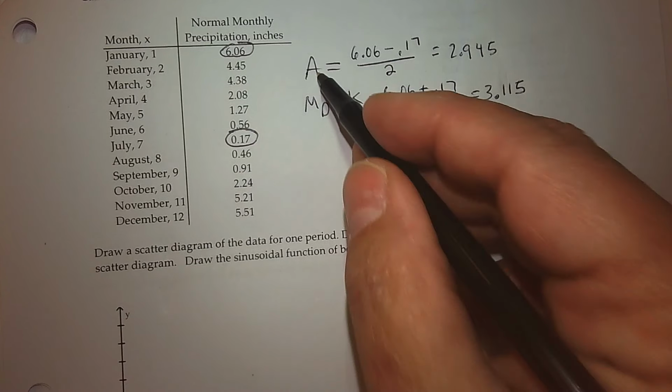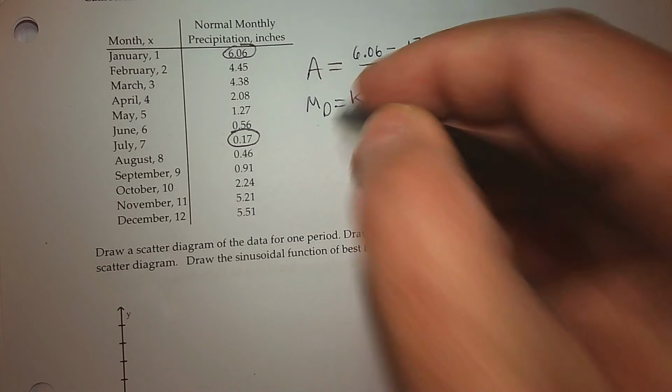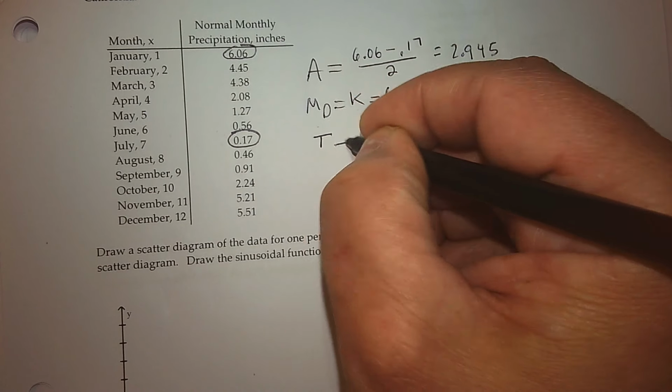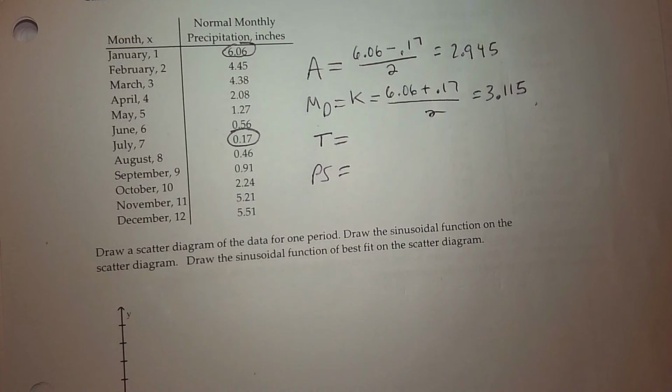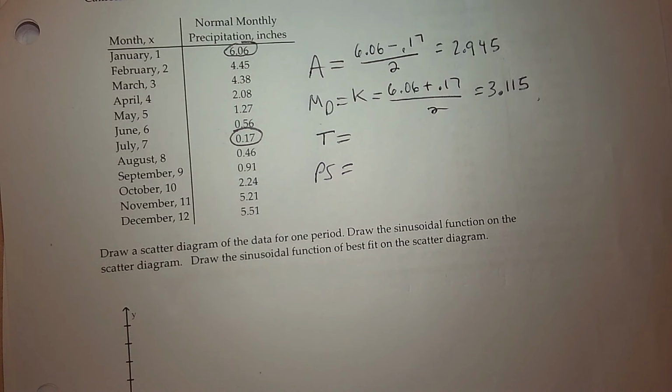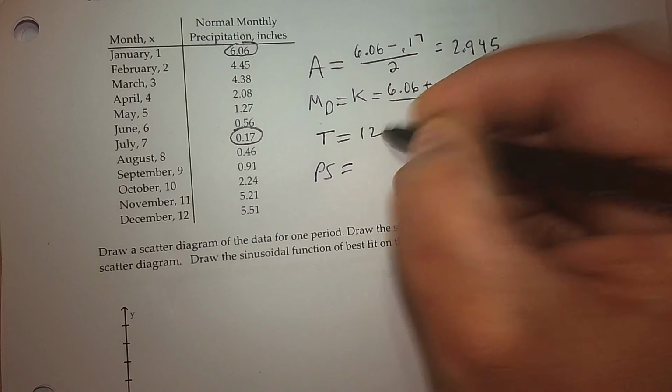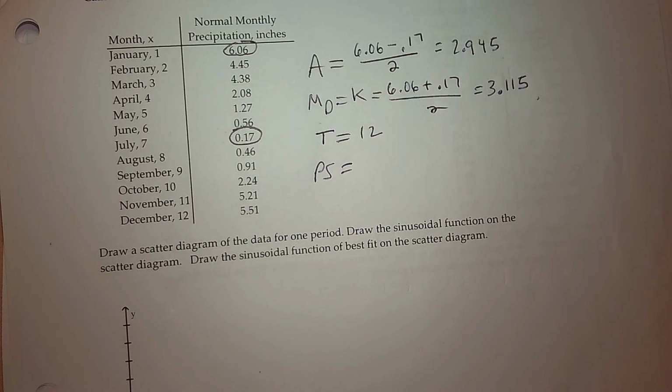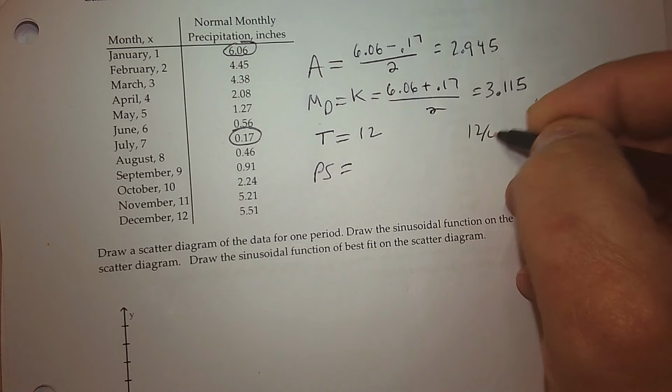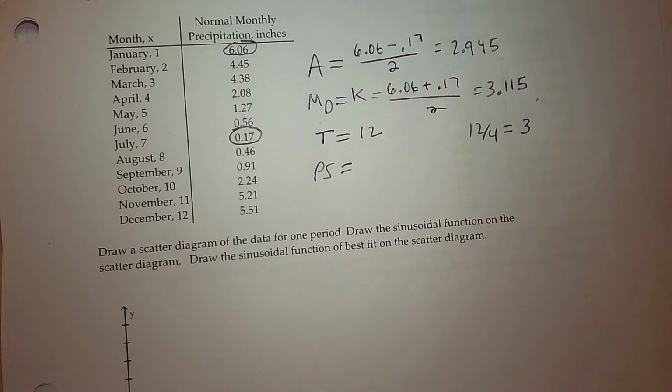So now we have our amplitude and midline, or K. I need to know the period, and I need to know the phase shift. So look at the chart. What's the obvious period of this function? How long does it take to complete a cycle? 12. 12. 1 year, right? Yep. And what's the phase shift then? If I went 12 divided by 4, I get what number? 3.